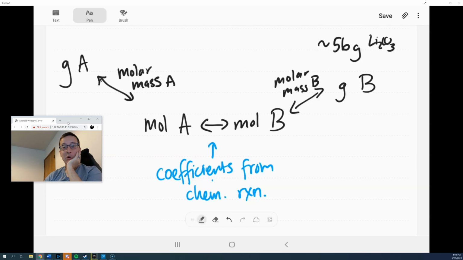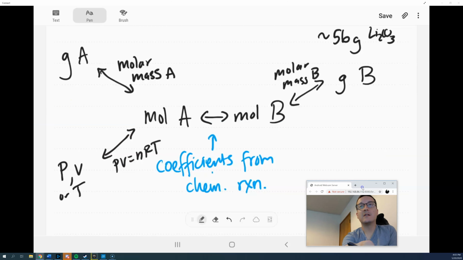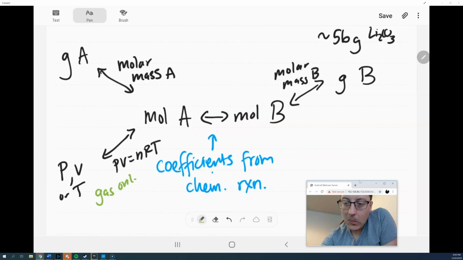So, who remembers their gas laws? Yes. We can use P, V, or T to get moles as well, right? Because we know PV equals nRT. That's another way we can get moles of something. Again, my head is in the way, I'm sorry. So if we have a gas, we can use PV equals nRT to get moles.